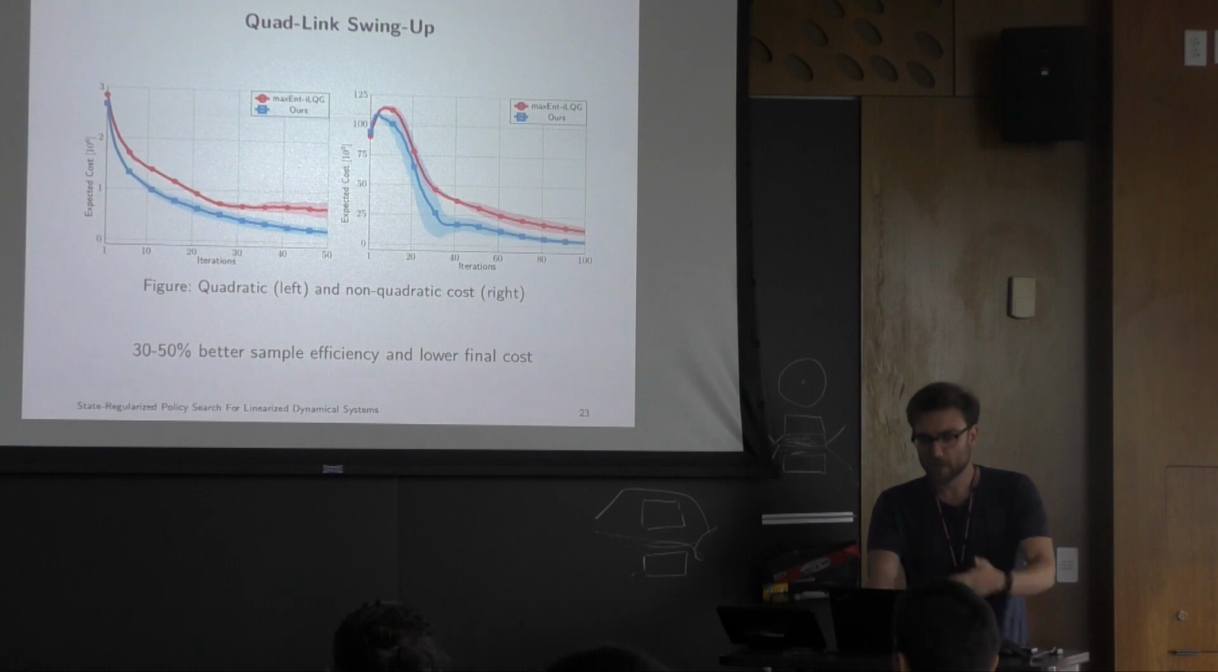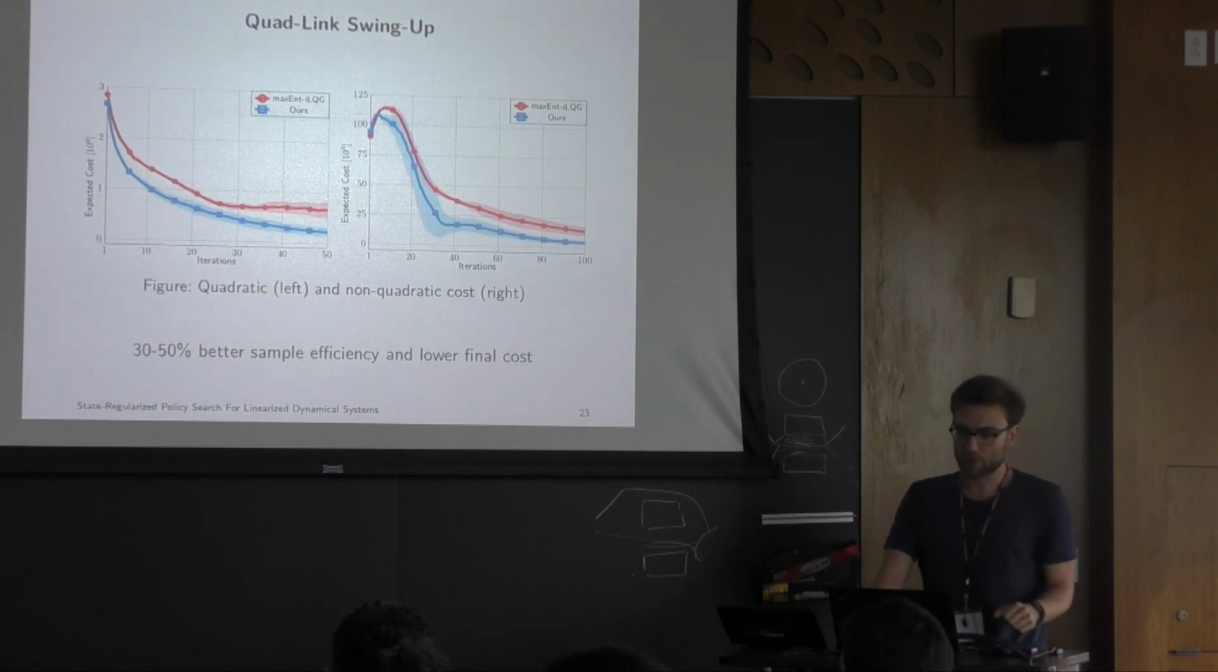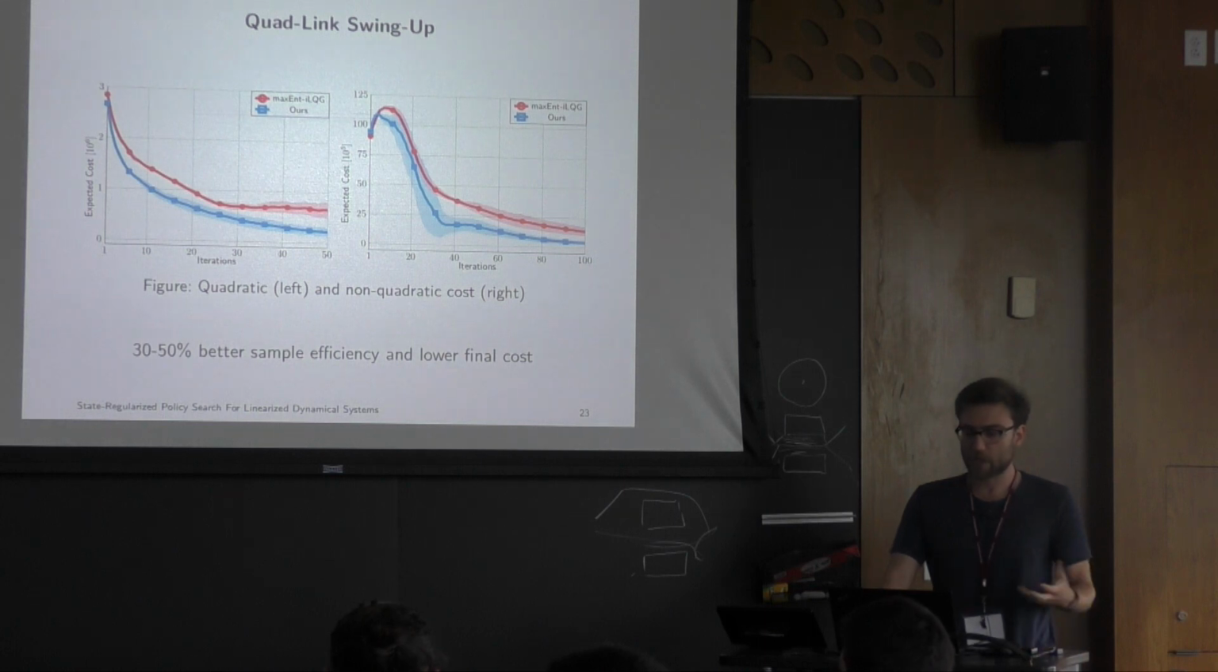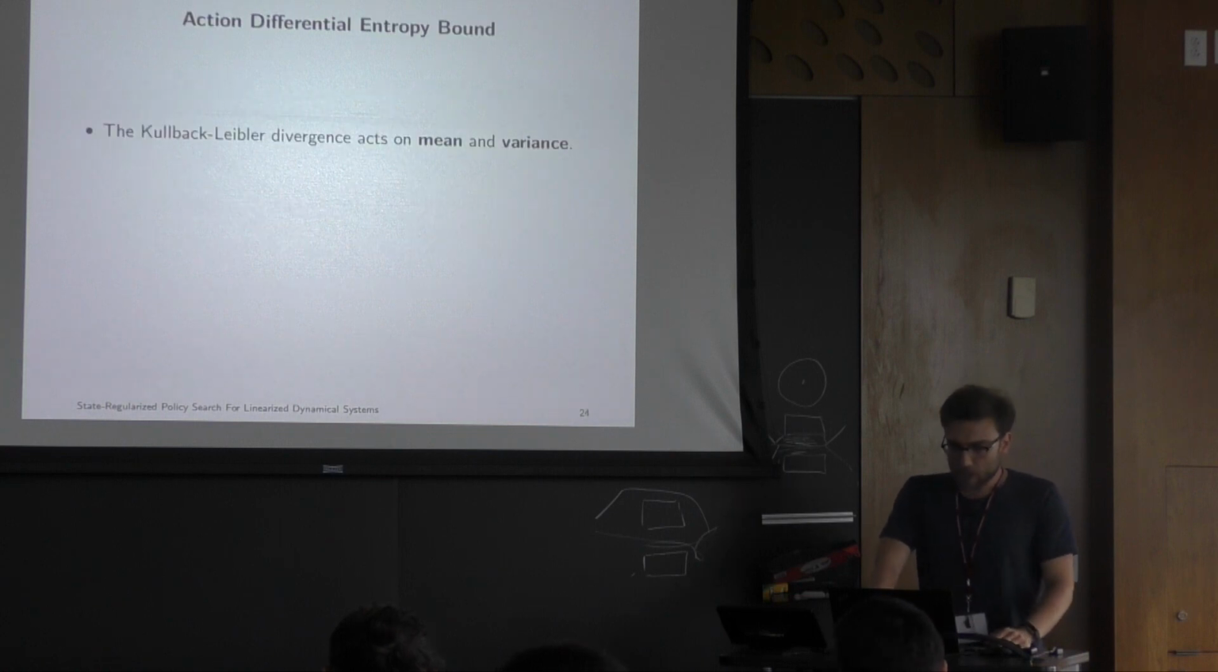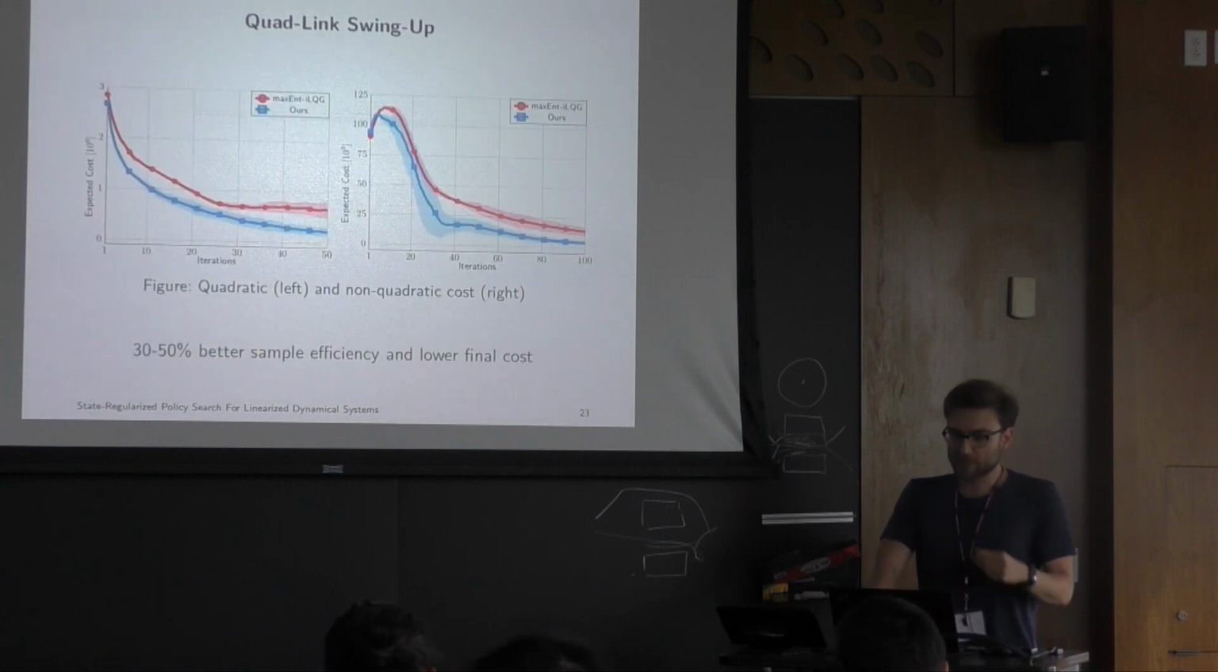The same thing you can see also for the quad link. The quad link is, of course, much more dynamical, and you can even show that you can reach a better final cost in a limited number of iterations. So basically, this is it.